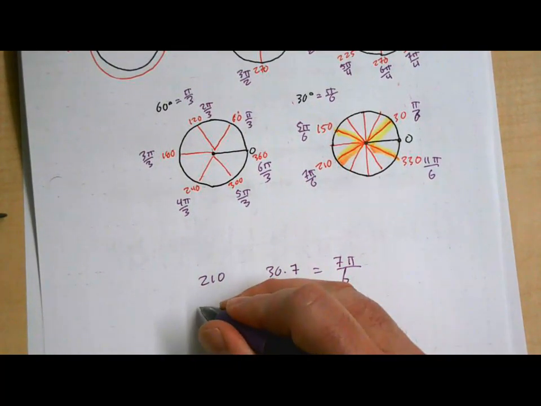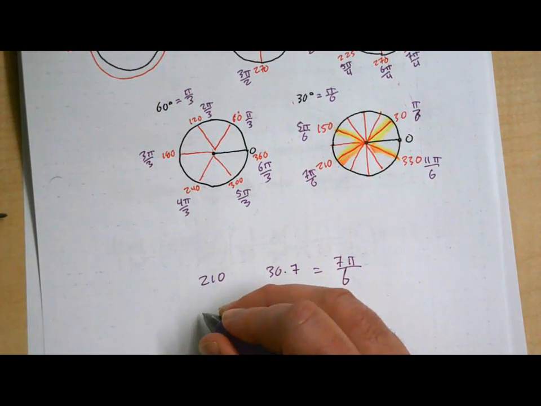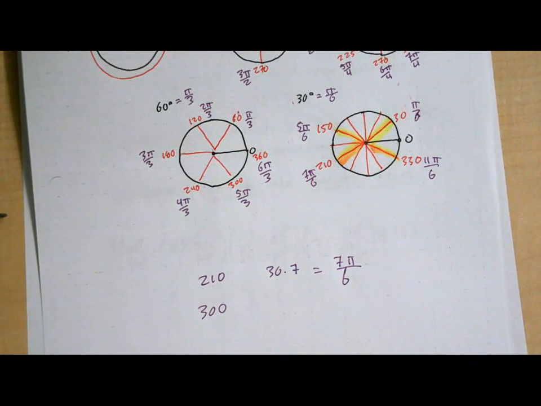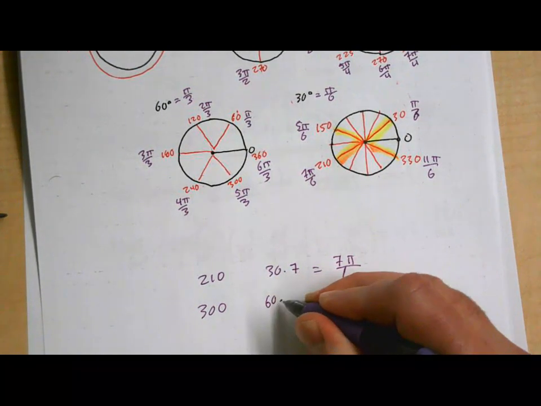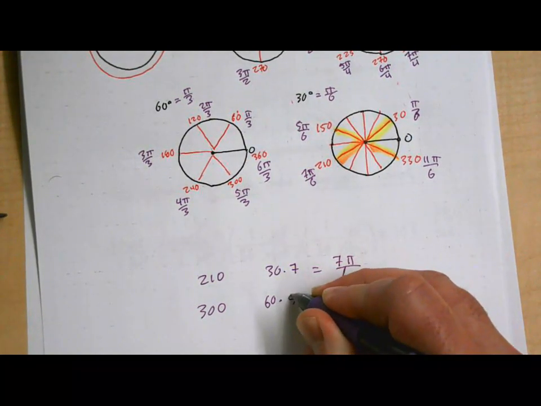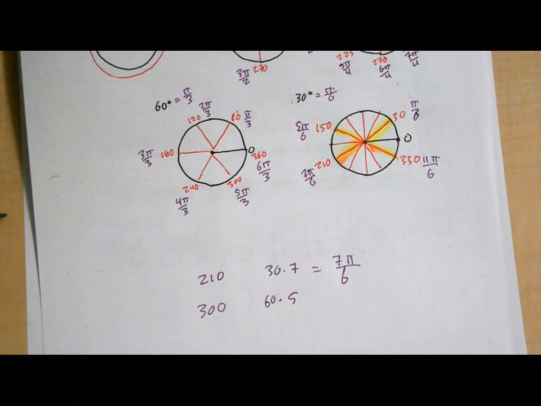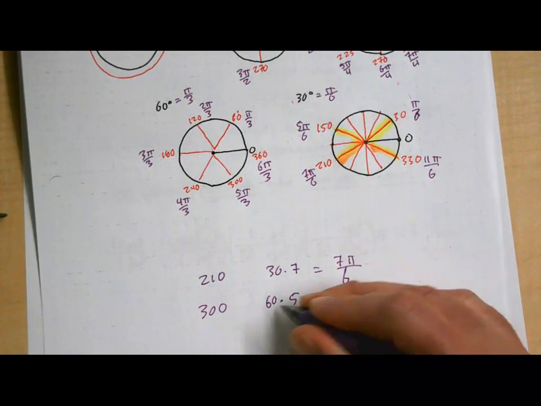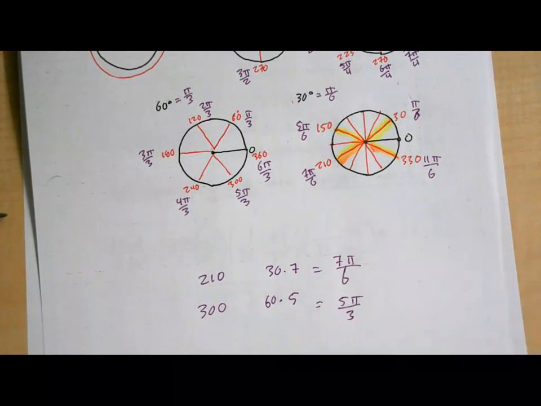Here's another one. What about 300 degrees? Is 300 degrees divisible by 30, 60, or 45? What's the biggest one that's divisible? 60. 300 is 60 times 5, right? 60 times 5 is 300. If you can remember that 60 is pi over 3, that's just 5 pi over 3.